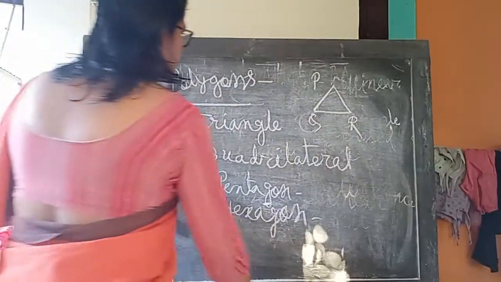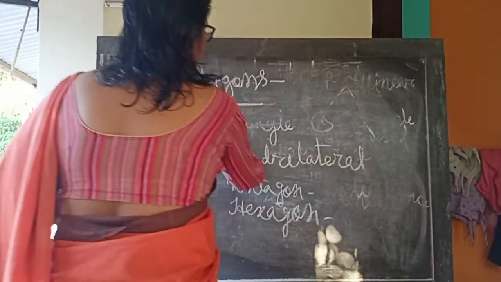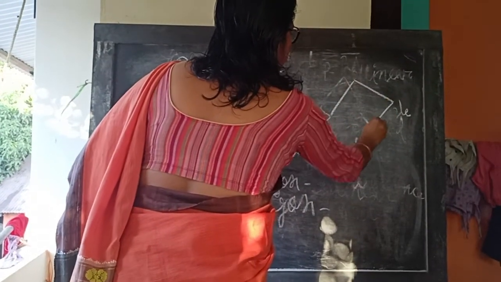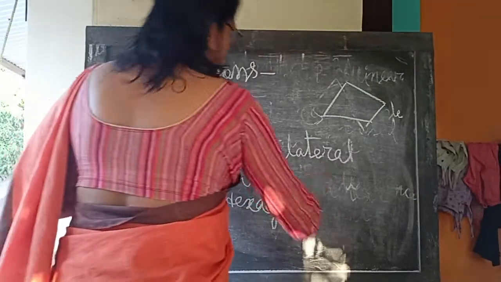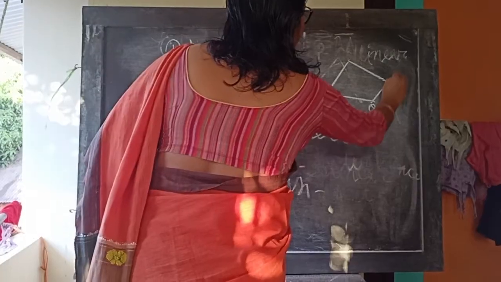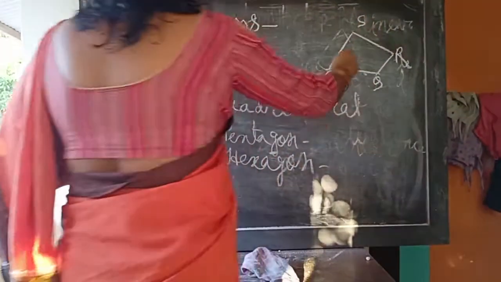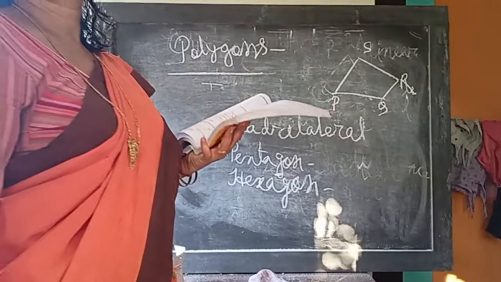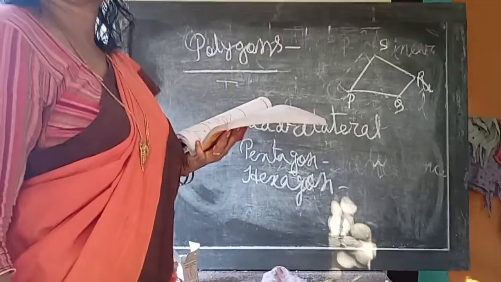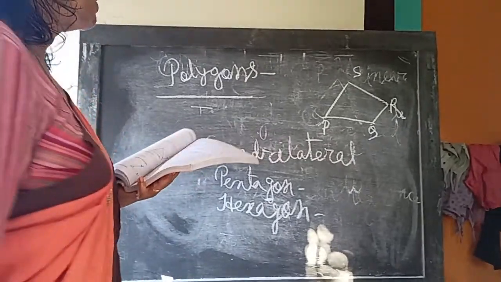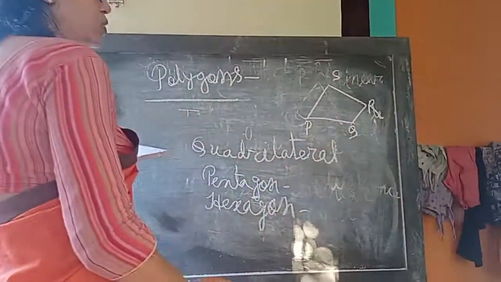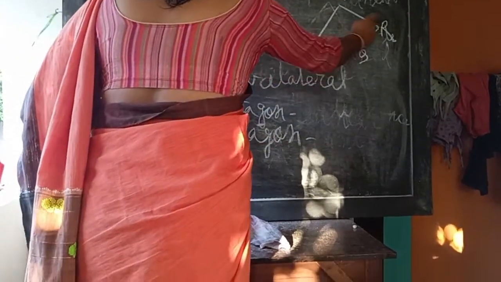Okay. Now say quadrilateral. It is made up of 4 sides. P, Q, R, S. It is a quadrilateral. In case of quadrilateral, we get different types. Suppose rectangle, square, trapezium, etc. Here, how many vertices? 4. 1, 2, 3, 4. And sides also 4. Angles also 4.